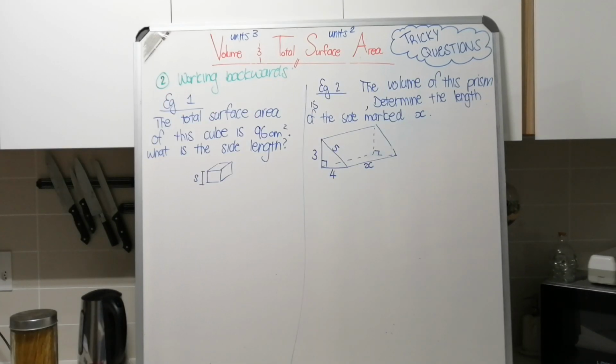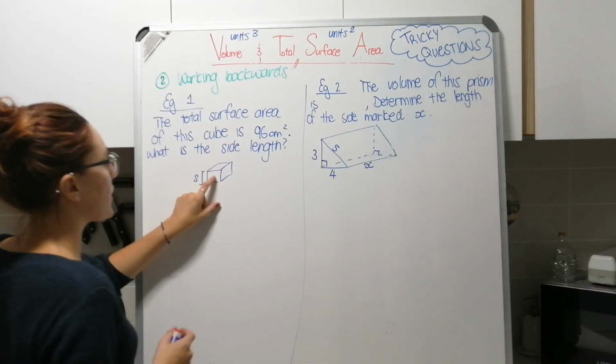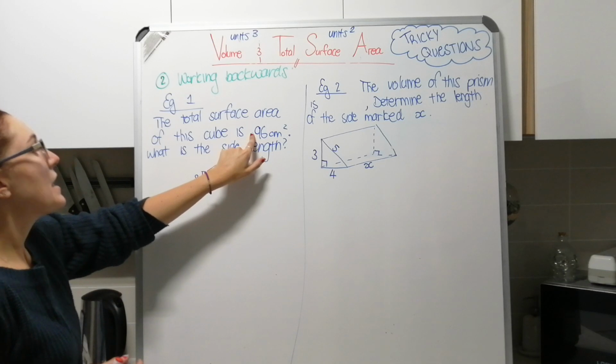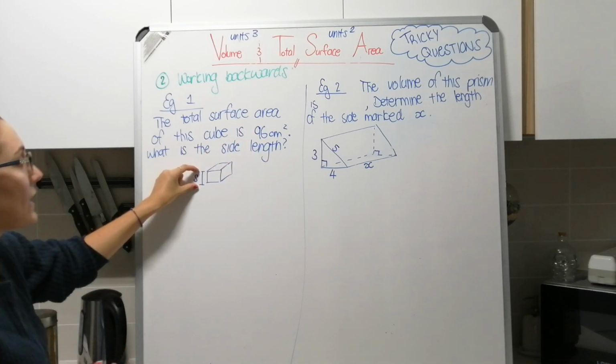Okay guys, so we're going to do two questions for this. So looking at example 1 first on the left hand side, they tell us that the total surface area of that cube underneath it is 96 centimeters squared, and they ask us to determine the side length. Okay, so they've told us that the total surface area of this cube is 96, and now they want to know how tall is it.